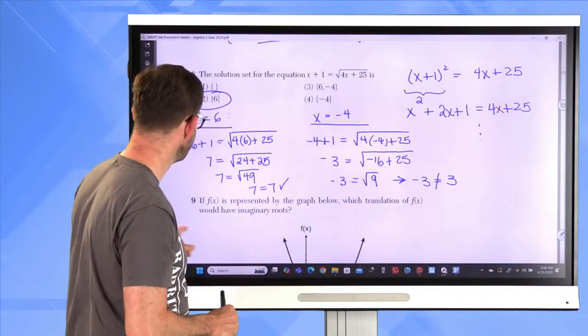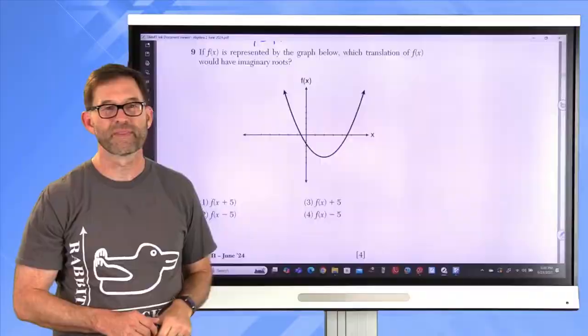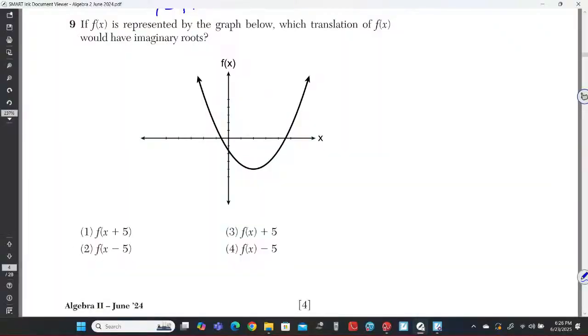Okay, let's keep going. I really like question number 9. Let's take a look at it. If f of x is represented by the graph below, which translation of f of x would have imaginary roots?